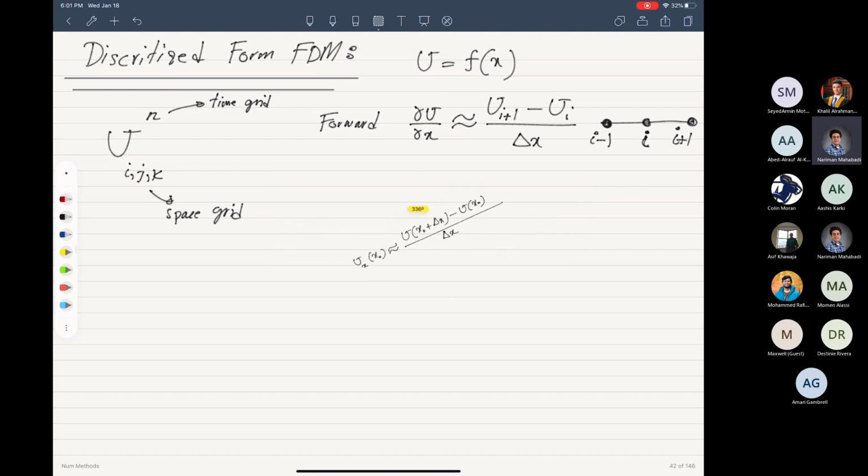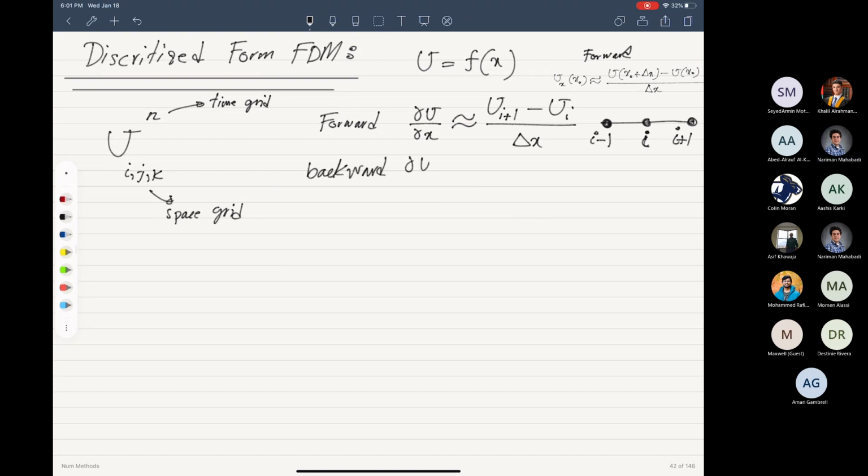And this is only for the forward, right? Okay, now tell me the solution for the backward. What is the derivation of u with respect to x in the backward scheme?